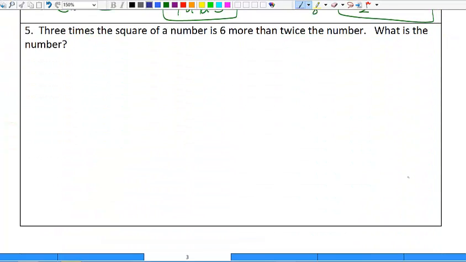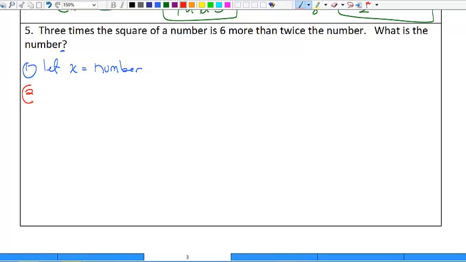Our next problem says 3 times the square of a number is 6 more than twice the number. What is that number? Okay, this one doesn't have two numbers, so I don't need to worry about the comparative statement. So I'm just going to say let x be that number, the unknown number, because there's no plural here. Okay, step 2 is a picture can be drawn here.